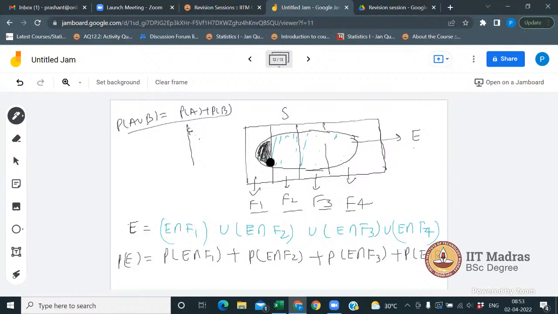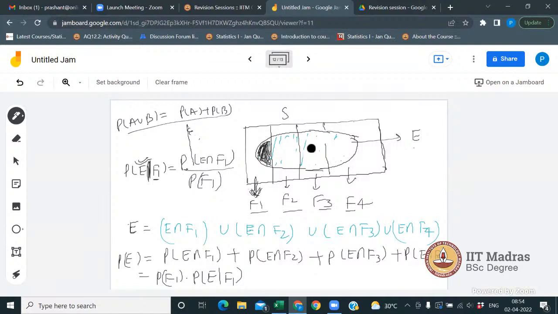How will it happen? It means your F1 has occurred, right? That means the probability that your F1 has occurred and the probability of E occurring in F1. This is something conditional. The probability of E given F1 will be the probability of E and F1 divided by the probability of F1. F1 has occurred, then what is the probability that E will occur? This common region divided by the whole region. That is the probability.